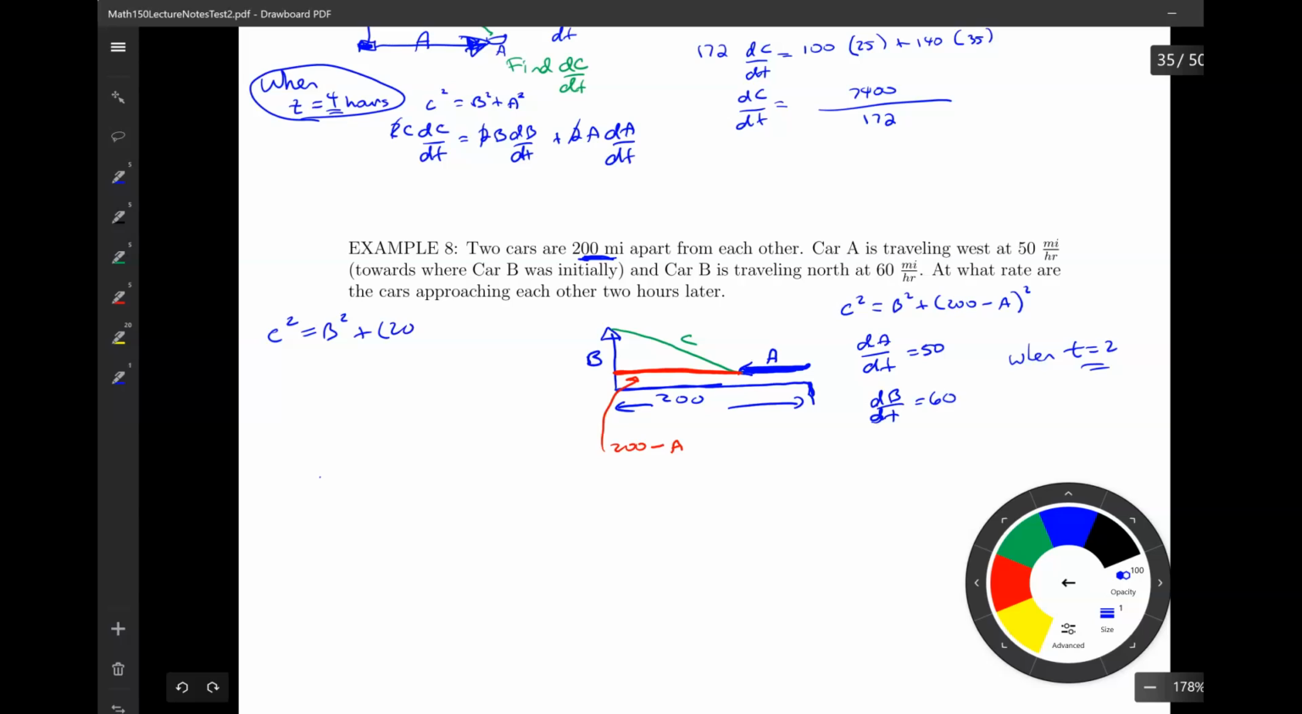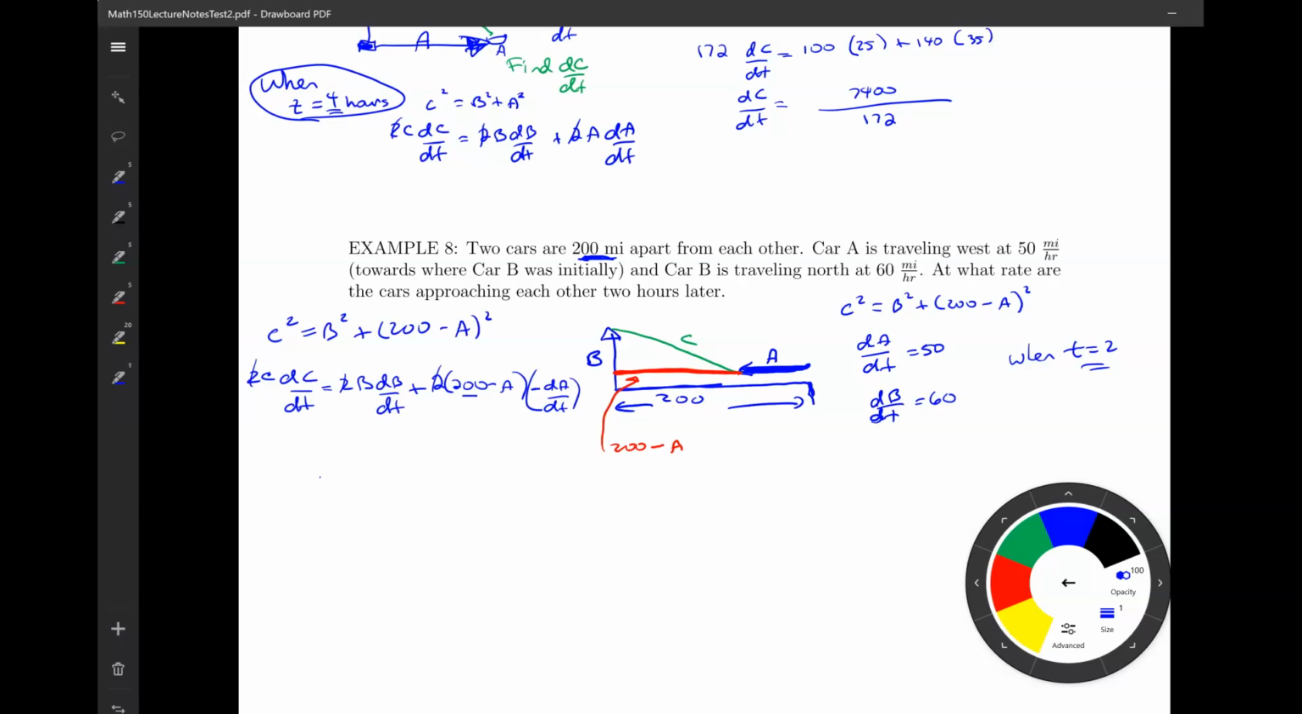I want to be careful in taking this derivative. All right, taking the derivative with respect to t. 2c dc/dt, plus 2b db/dt, plus, all right, chain rule is happening here. 2 times (200 minus a) to the 1 power, and I'm moving in to take the derivative here. The derivative of 200 is 0, but I'll have a negative dA/dt. All right, so I see 2's canceling everywhere.